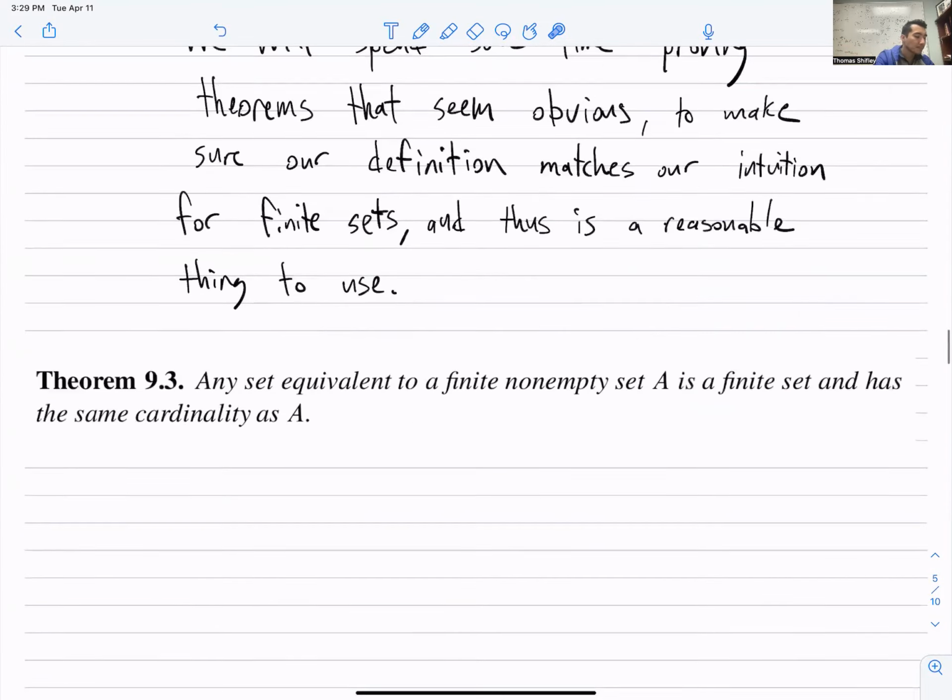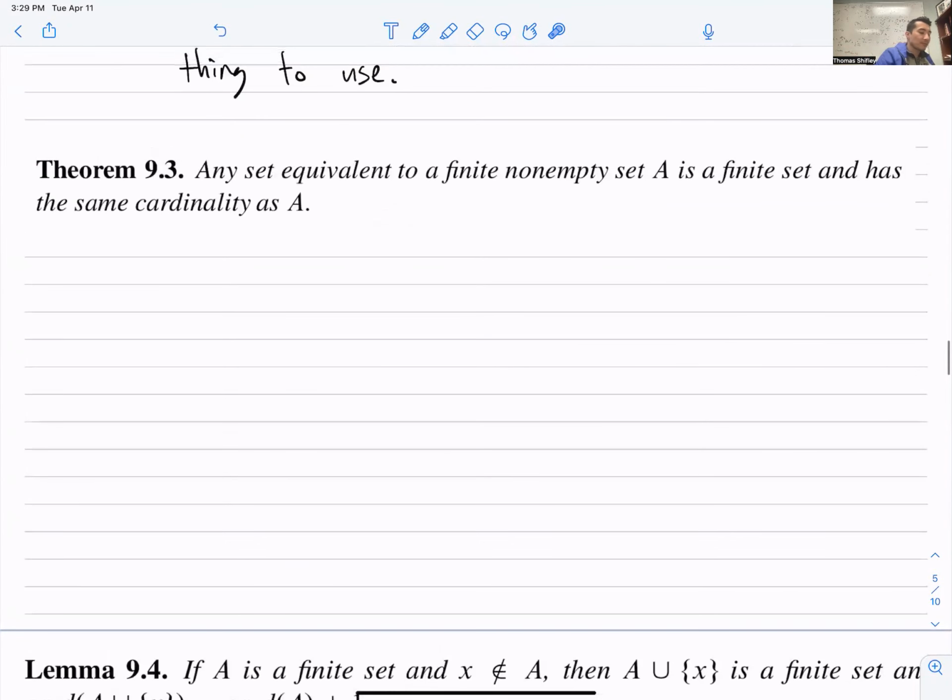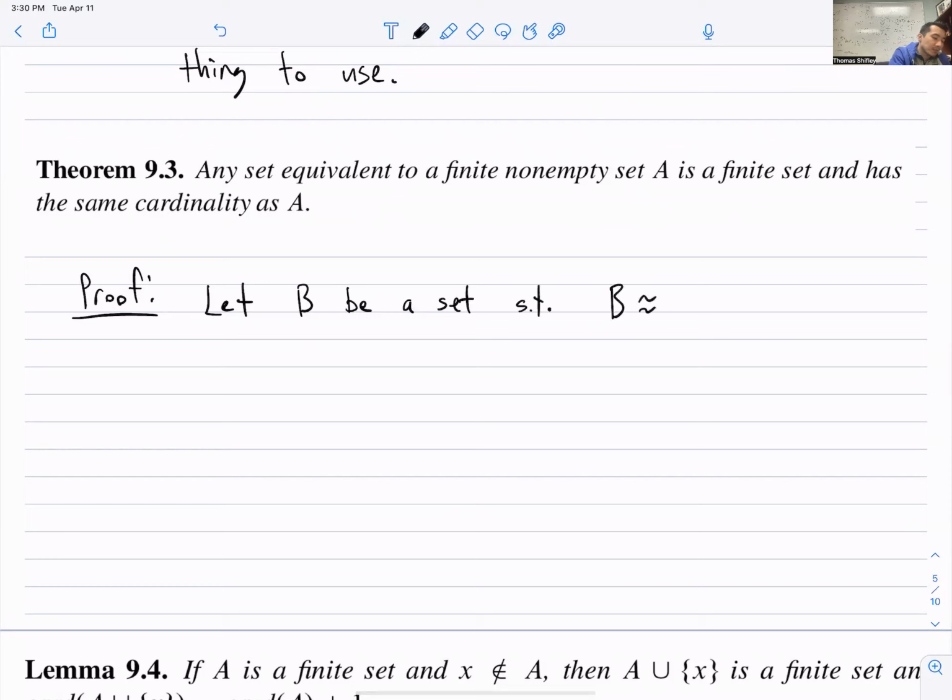So let's do that. Any set equivalent to a finite non-empty set A is a finite set and has the same cardinality as A. How do we prove something like that? Proof: let B be a set such that B is equivalent to A.